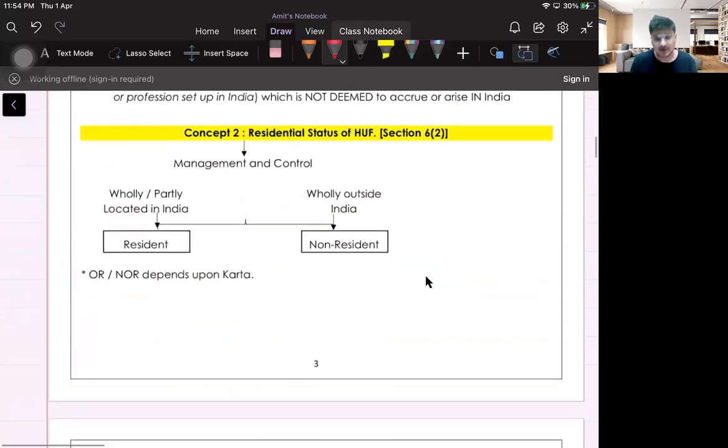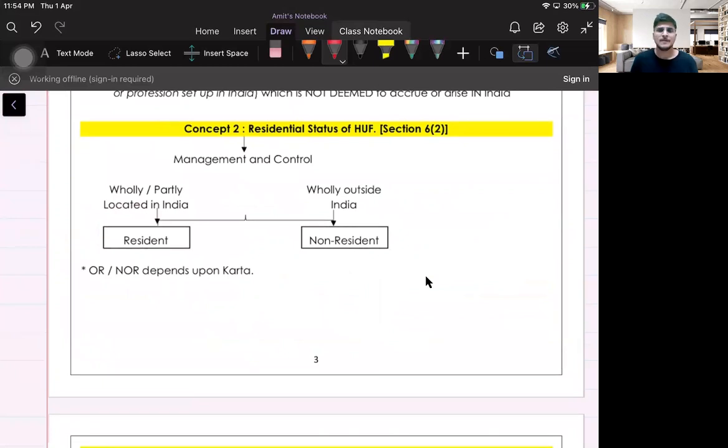Then we will move on with the residential status of HUF. In the residential status of HUF, you'll have to see the management and control, whether the management and control is wholly or partly located in India. If answer is yes, then you are a resident. If it is wholly outside India, matlab 1% bhi India mein nahi hai, then you are a non-resident. Wholly or partly in India hai, you're resident. Wholly outside India, matlab India ka to kuch bhi sambandh nahi hai, in that case you are a non-resident.